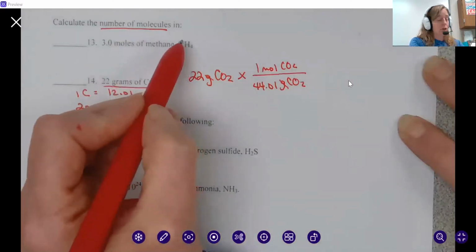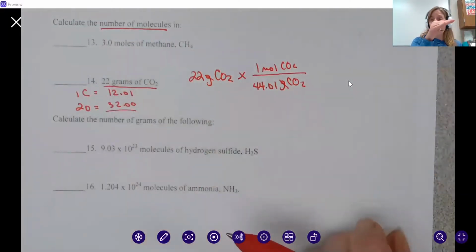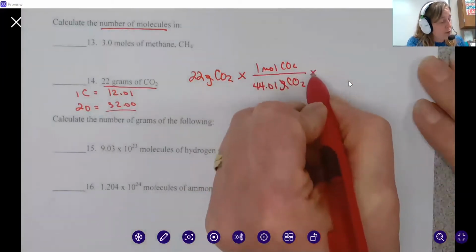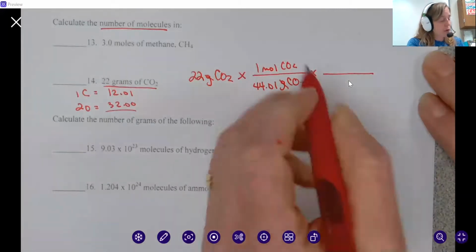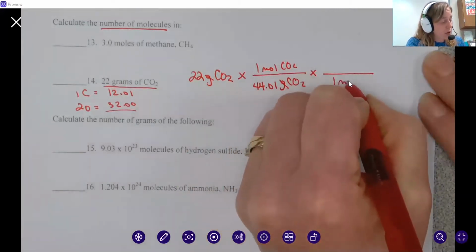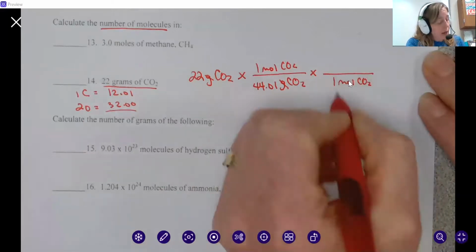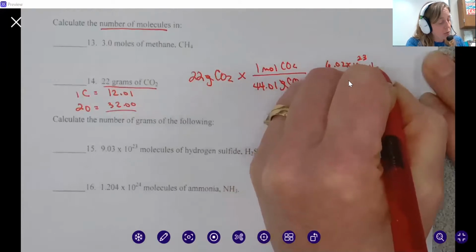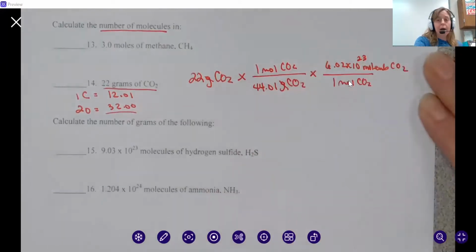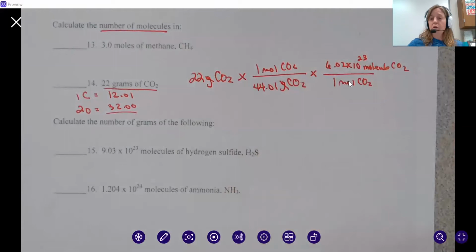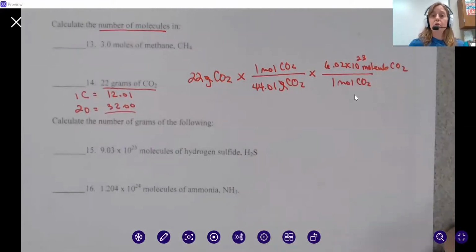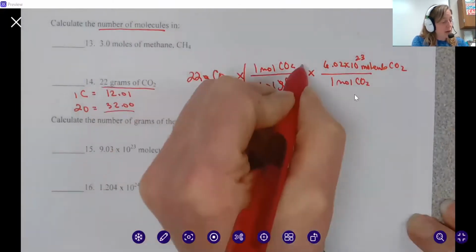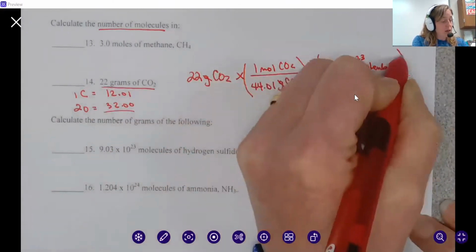Number of molecules. So now I'm in the middle of my roadmap, and now I need to go down the road to particles. So remember, if you're going down the road, you use the conversion factor of 1 mole of CO2 at the bottom, and then 6.02 times 10 to the 23rd molecules of CO2. So what you'll do in this problem is multiply by 2 fractions, right?